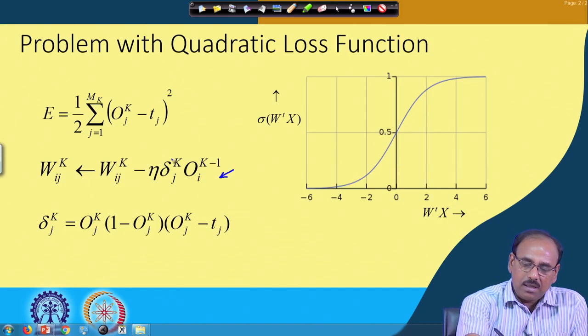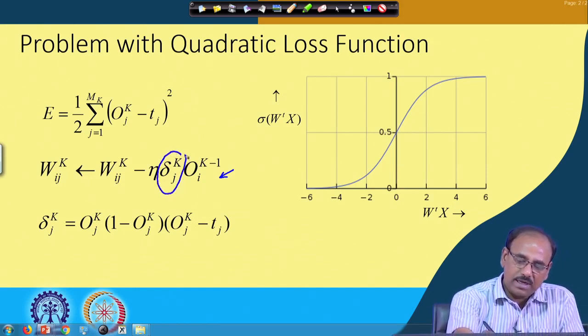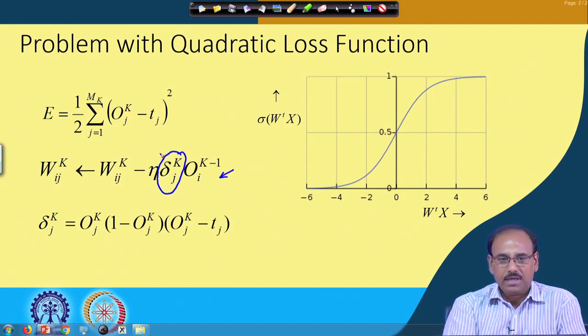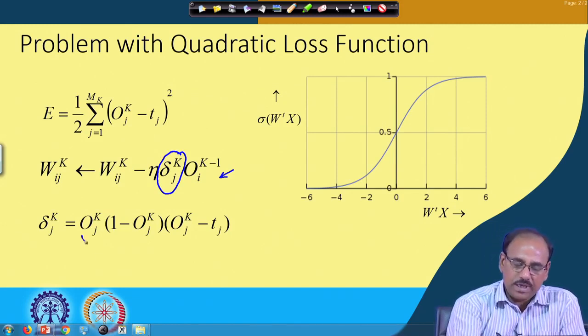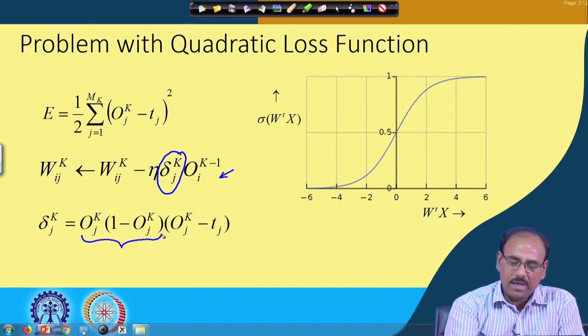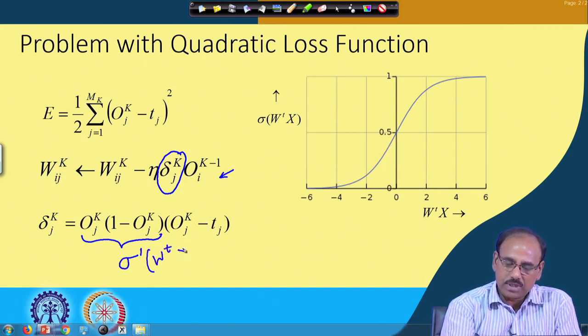And the term that is involved in the weight updation rule, derived from the gradient, is delta_j^k. So, you find that this O_jk into (1 minus O_jk) is nothing but the derivative of the sigmoidal function, whose argument is W transpose x.